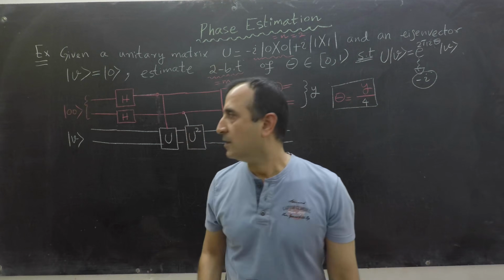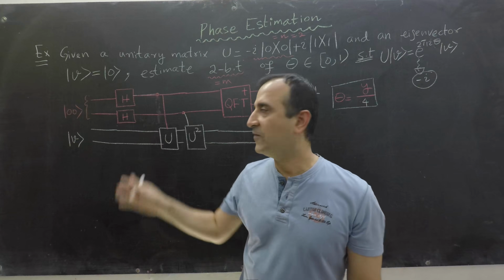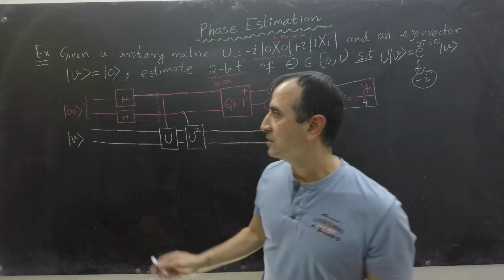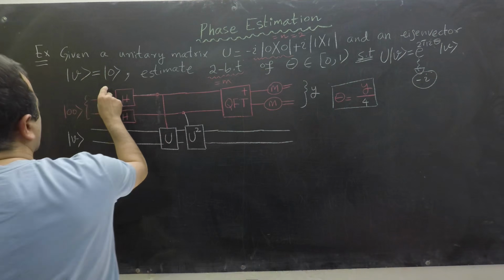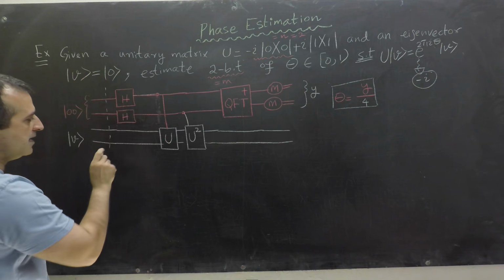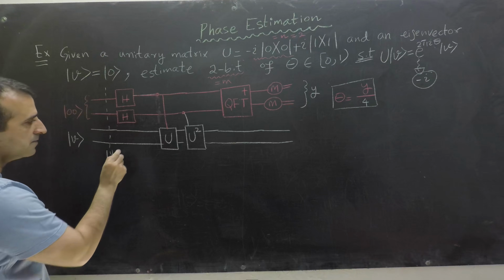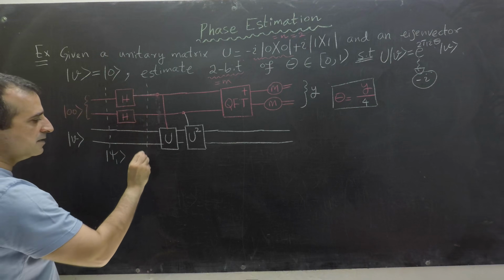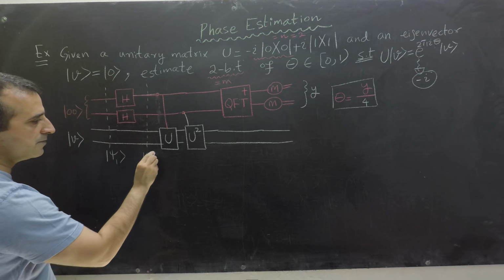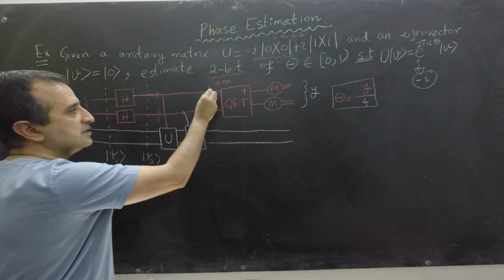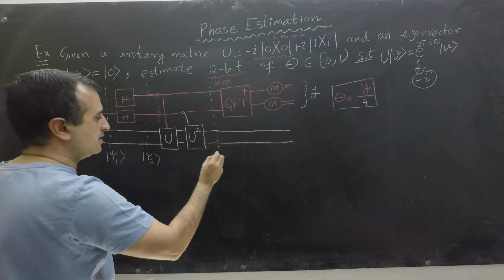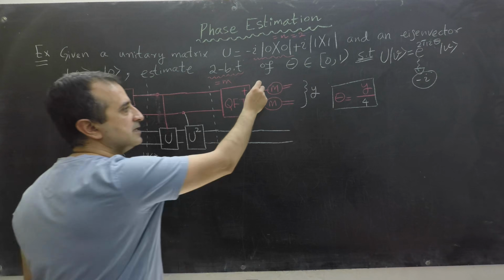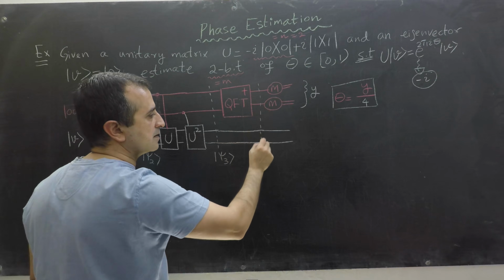Now let's divide this circuit into different stages and see the outcome of each stage. So let's call the first stage of this circuit |psi 1>. The second stage of this circuit is |psi 2>. The third stage is |psi 3>. And the final stage is |psi 4>.